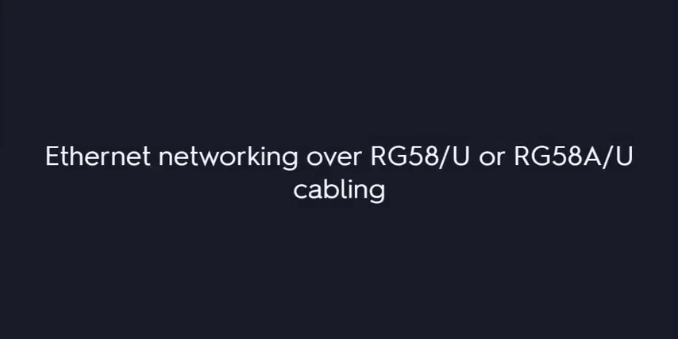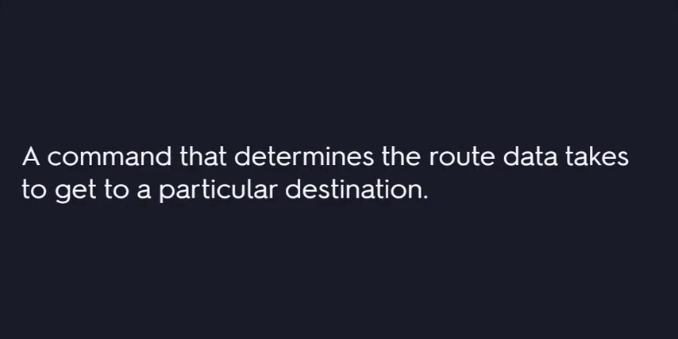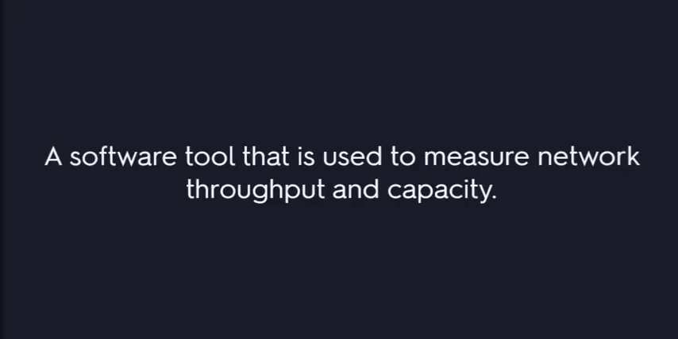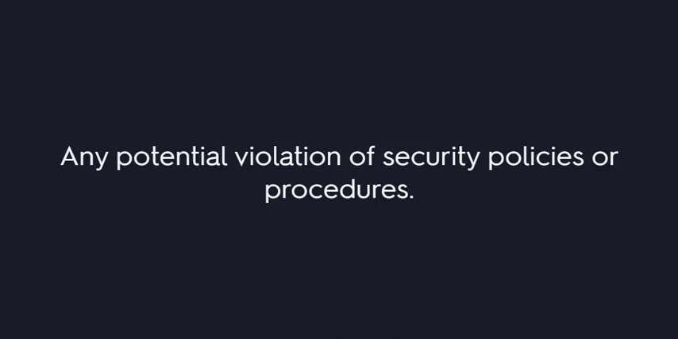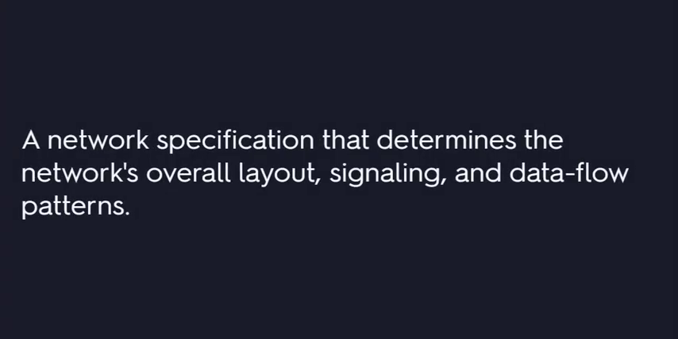Ethernet networking over RG-58/U or RG-58A/U cabling. Thinnet. A command that determines the route data takes to get to a particular destination. Tracert. A software tool that is used to measure network throughput and capacity. Throughput tester. Any potential violation of security policies or procedures. Threat.